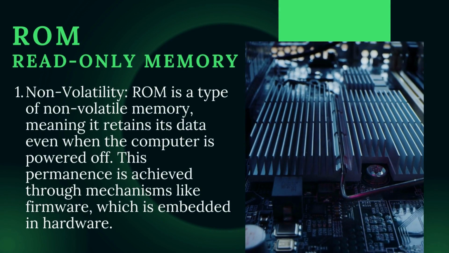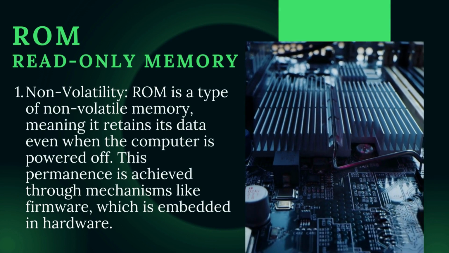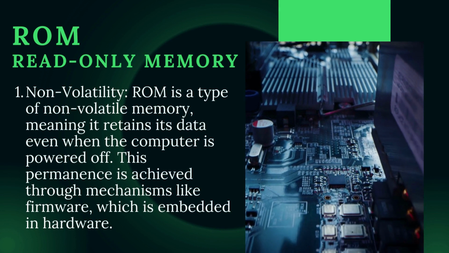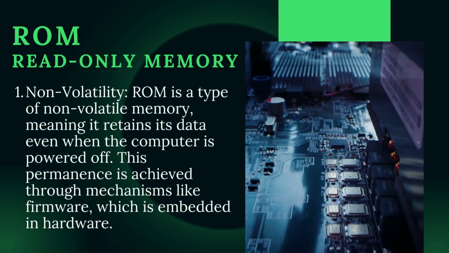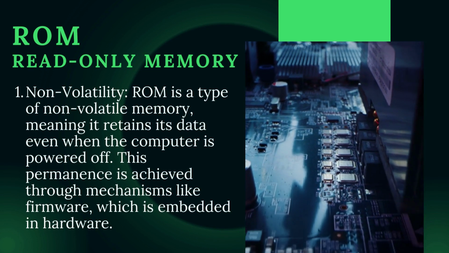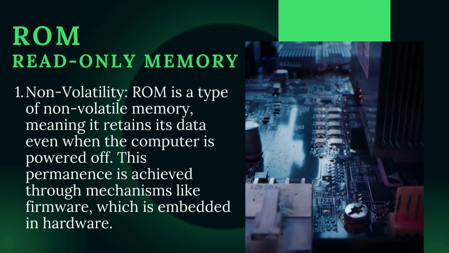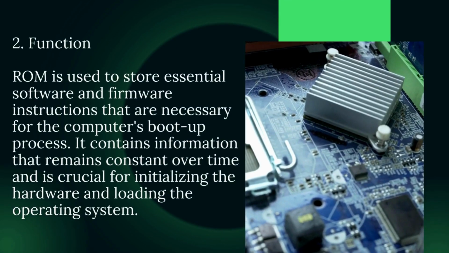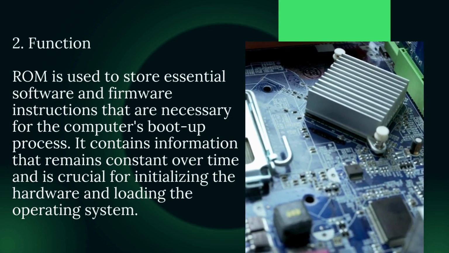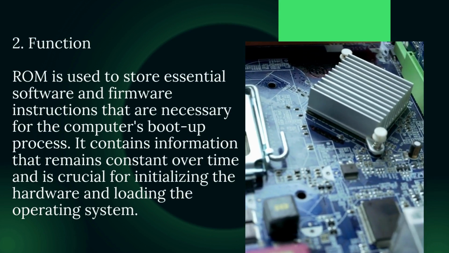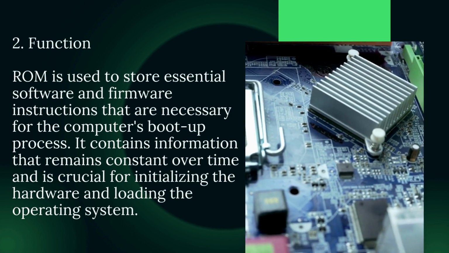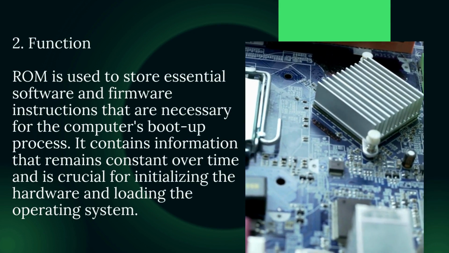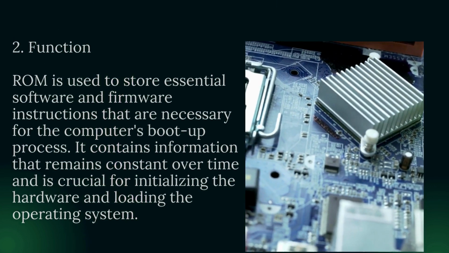ROM, read-only memory. 1. Non-Volatility. ROM is a type of non-volatile memory, meaning it retains its data even when the computer is powered off. This permanence is achieved through mechanisms like firmware, which is embedded in hardware. 2. Function. ROM is used to store essential software and firmware instructions that are necessary for the computer's boot-up process. It contains information that remains constant over time and is crucial for initializing the hardware and loading the operating system.